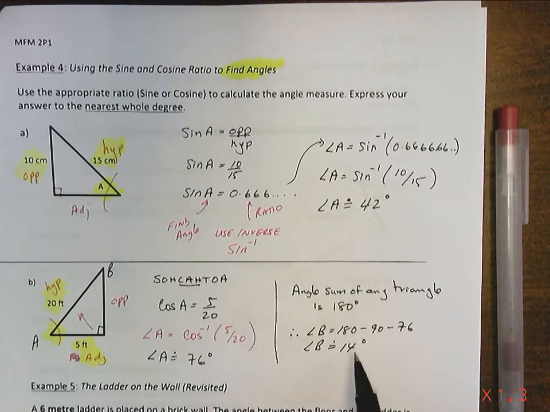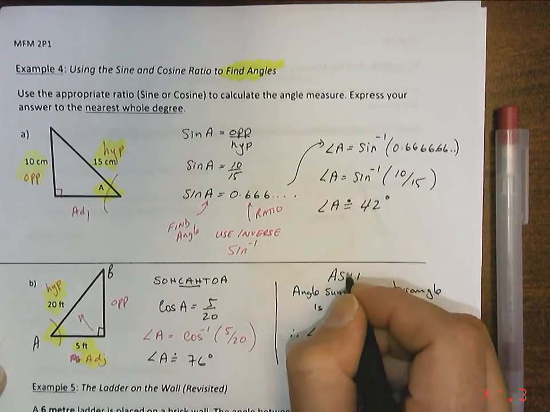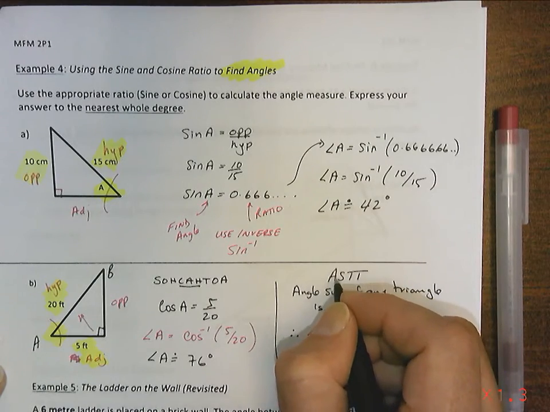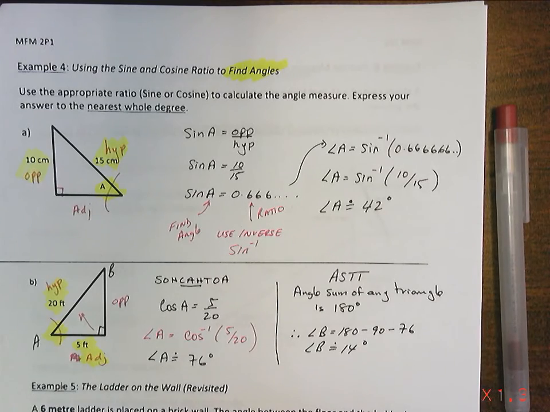And I was able to get that one not using SOHCAHTOA, but using the short form for the sum of an angle theorem, ASTT. All right, I think we'll stop there, and we'll give you some work to do out of your textbook.